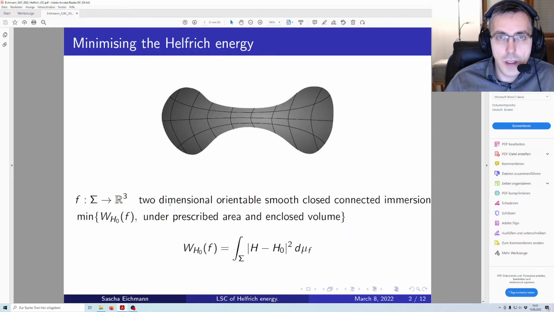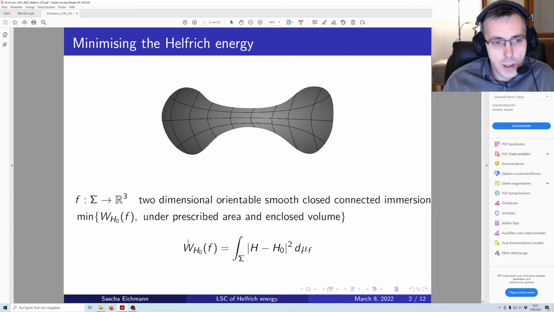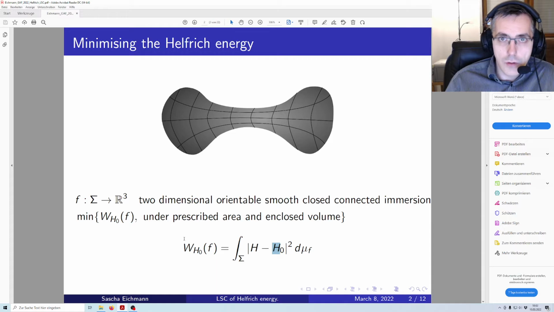Okay, just to repeat, what is our actual problem that we want to examine? We have a given Sigma, some manifold, and we're taking a look at immersions from this Sigma into R3. And we want to minimize this Helfrich energy over the class of these immersions. Just as a reminder, H is the mean curvature, H0 is a scalar parameter, and we want to calculate the L2 difference between these two, and we want to minimize this under given constraints.